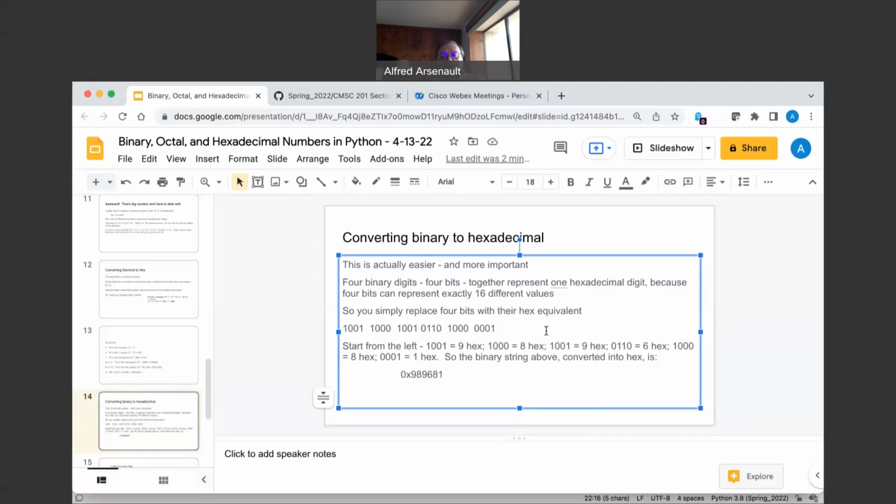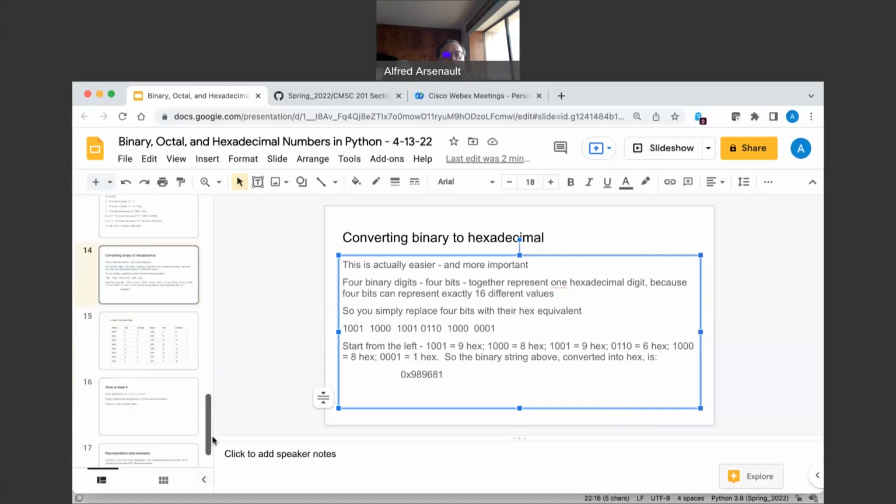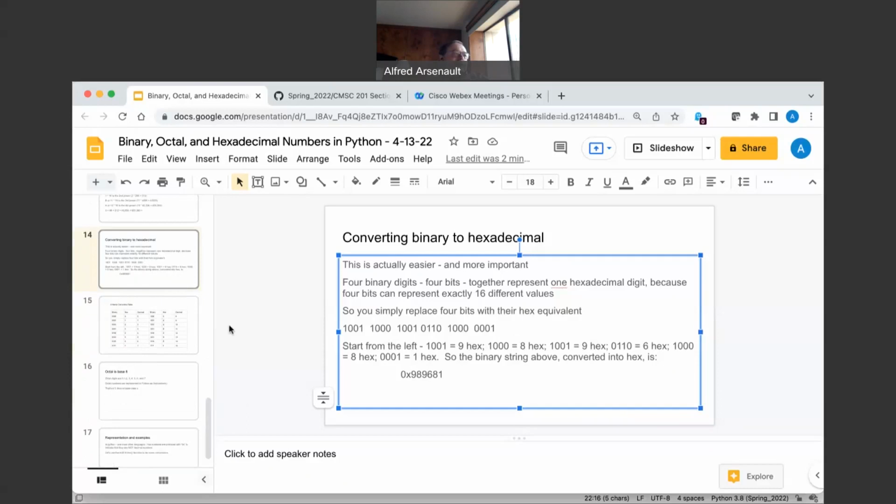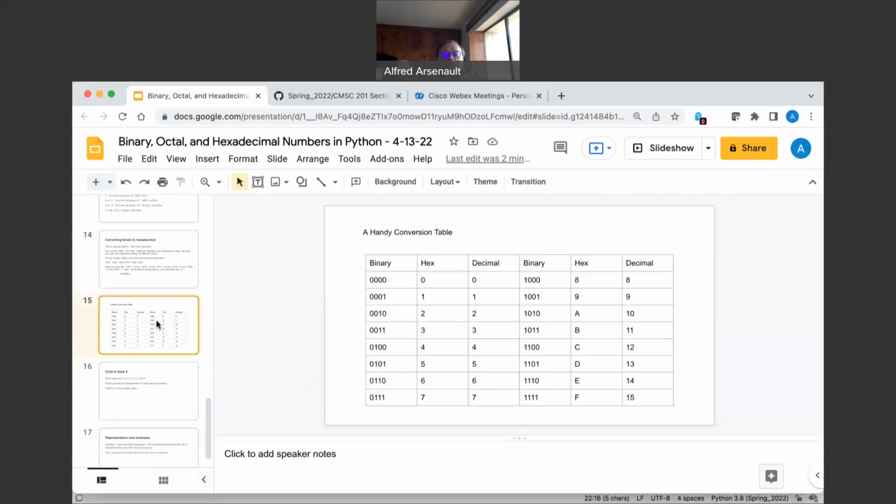1000 is 8 again, and 0001 is simply 1 in hex. So to convert the binary string, which had 24 bits, into hexadecimal, it's simply 0x to indicate it's hex, then 9869681. So it's very simple for computers, and in fact humans, to convert binary to hexadecimal and back, and vice versa.